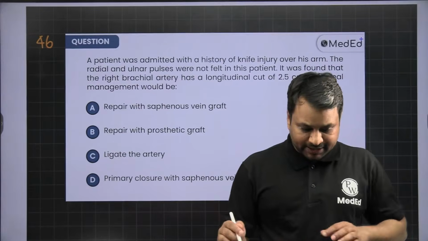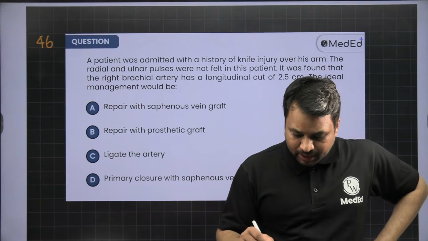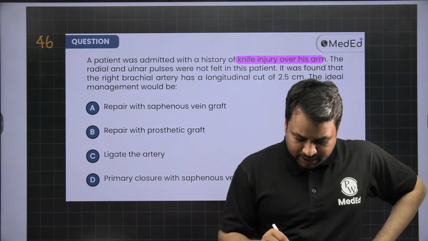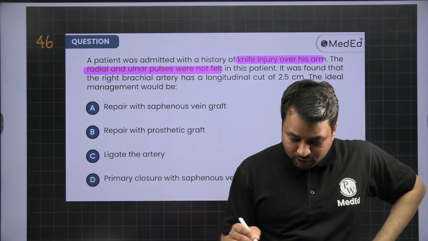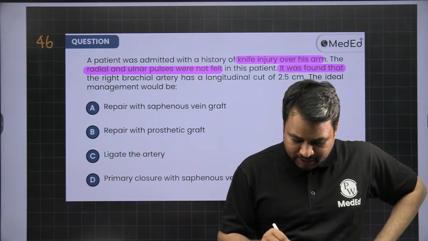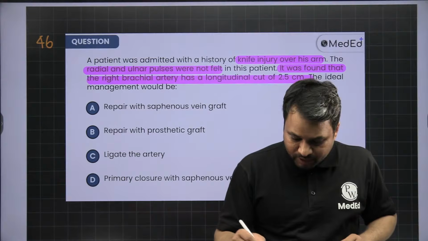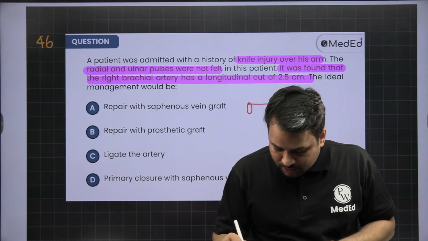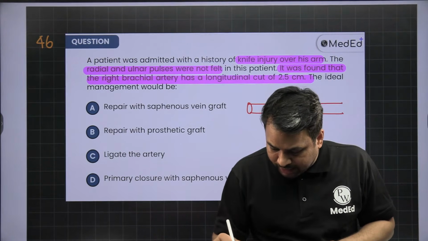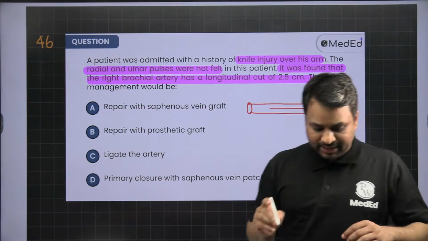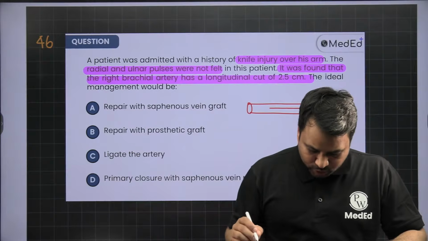Question number 46. What do you have in question number 46? Patient was admitted with a history of knife injury over his arm. The radial and the ulnar pulse were not felt in this patient, and it was found that the brachial artery was having a longitudinal split. So when you take this blood vessel, he's talking about there is a longitudinal split which is present. This is the orientation of the split that is present, right? So what would you like to do?